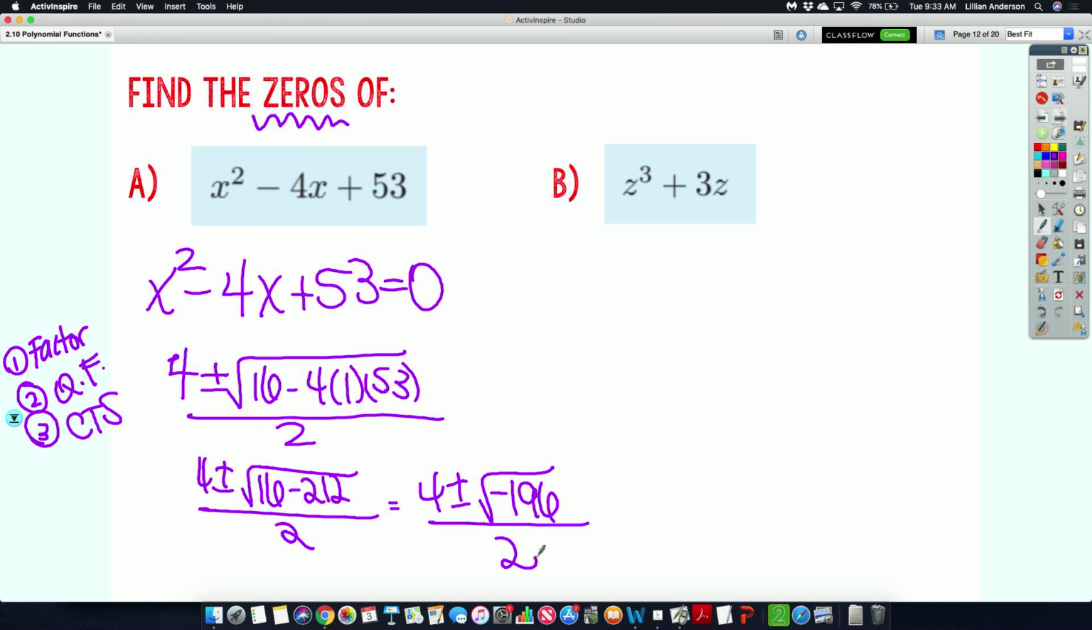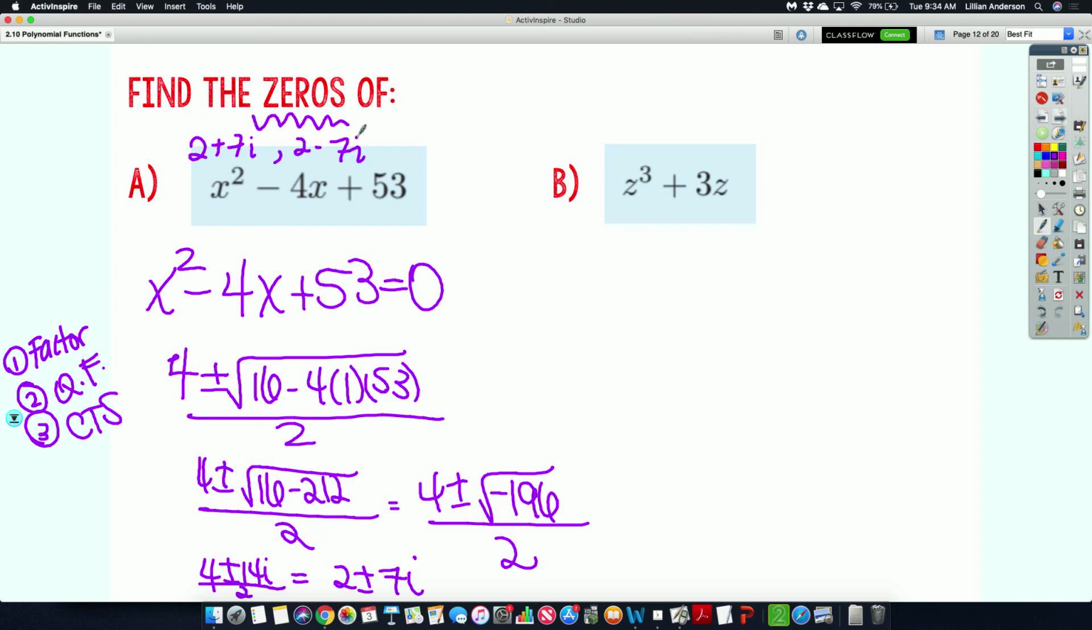Yes, it is. But it is a negative under the square root, so that means I need to have an i. So this is 14. 4 plus or minus 14i all over 2. Did you leave it like this? No, because if there's a number like 4 over 2 or 6 over 3 or 8 over 4, you need to simplify that. Okay? So what does it simplify down to be? 2 plus or minus 7i. So my zeros are 2 plus 7i and 2 minus 7i.